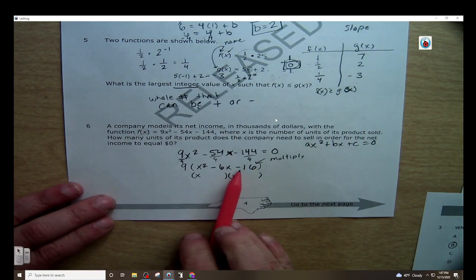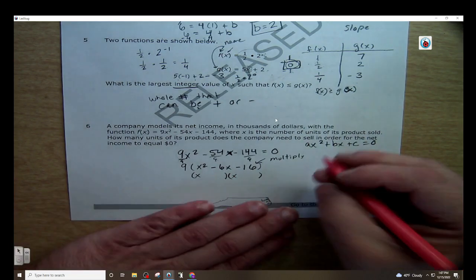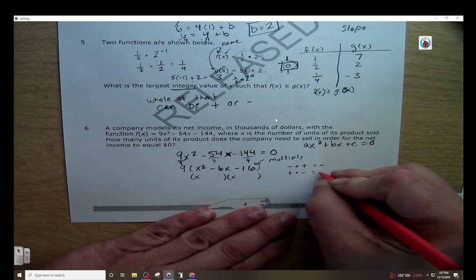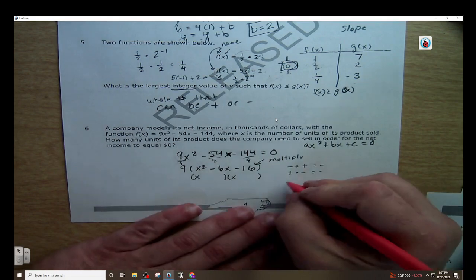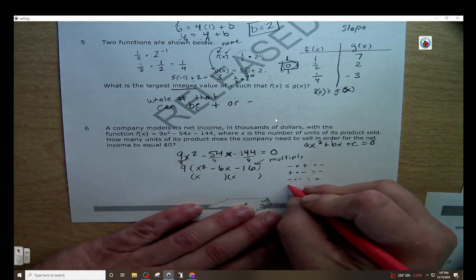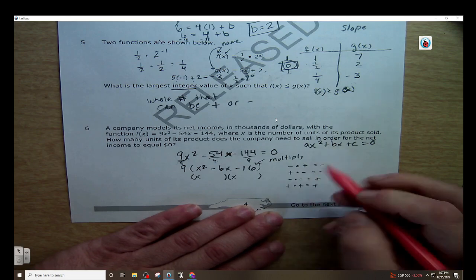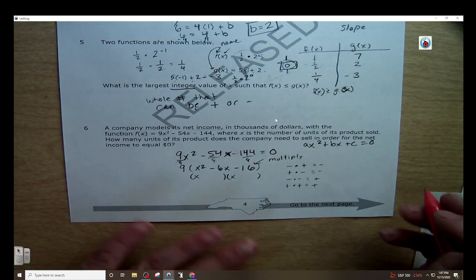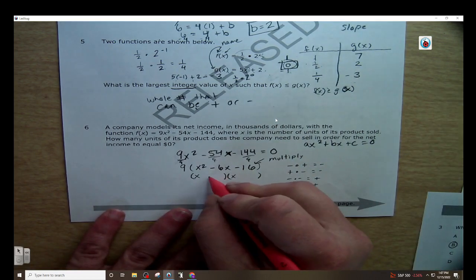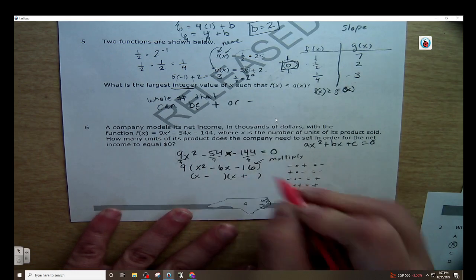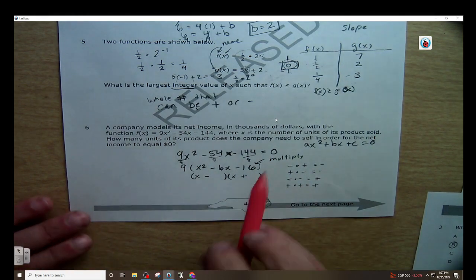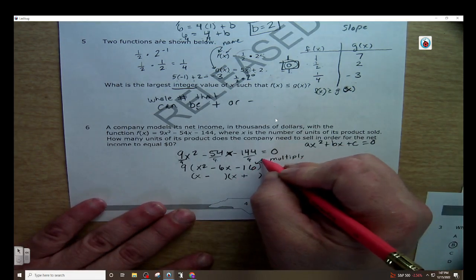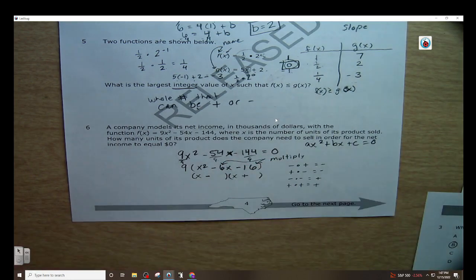Now let's think about this. That's a negative number. To get a negative number when you multiply, you've got to have opposite signs. If you have 2 of the same signs, a negative times a negative is a positive, and a positive times a positive is a positive. So if I have a negative c value, I've got to have opposite signs. So the 2 signs you're going to have in your parentheses are minus plus or plus minus. At the same time, I've got to have 2 numbers that multiply to give me this, and add to give me my b value, which is negative 6.